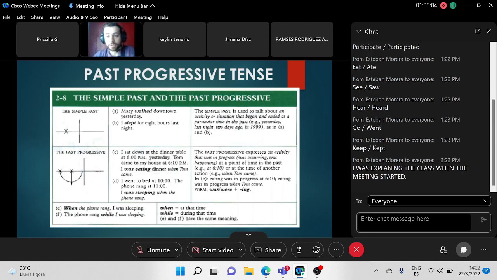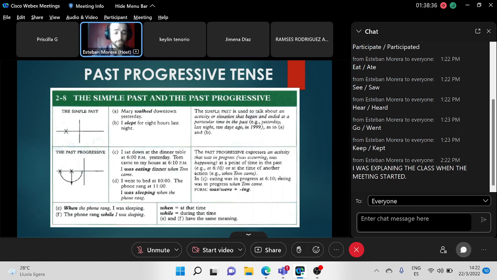Okay, pay attention to this sentence that I wrote in the chat. I was explaining the class. It is an action in the past progressive. I was explaining the class when the meeting started. The meeting started is an action in the simple past tense. So we can say that the action in the simple past tense interrupted the progress of the past progressive action.